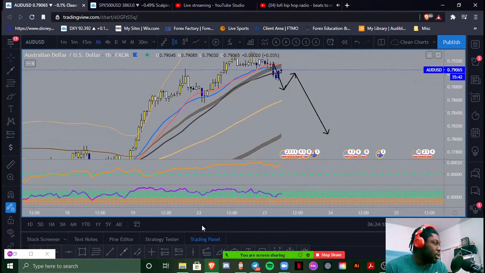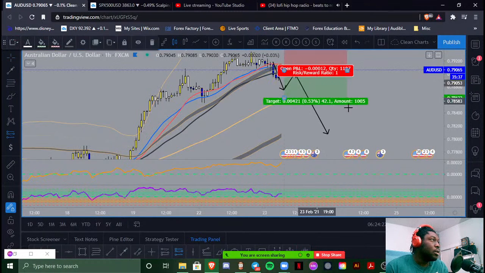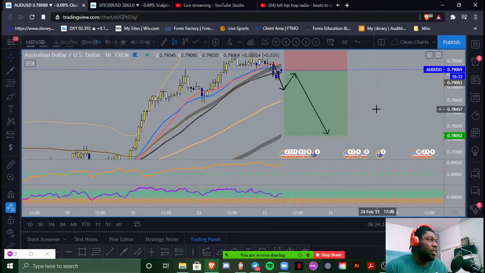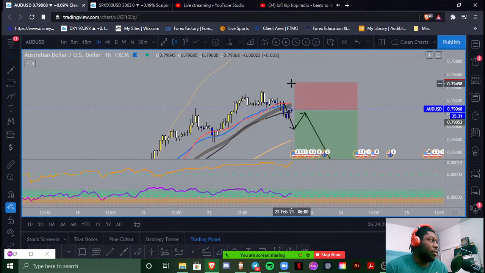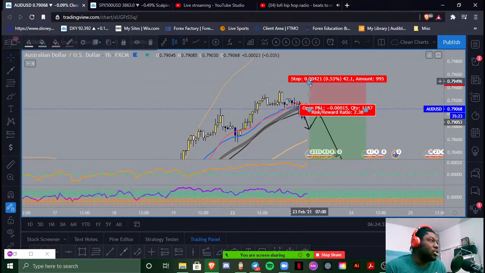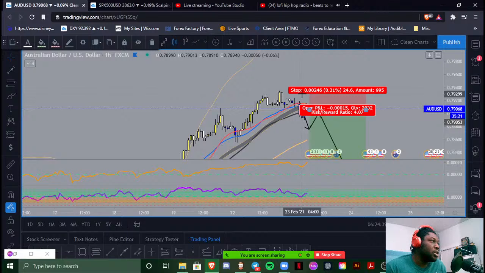So if you want to be a little early and get in on this sell, which I probably am going to do, to be quite honest with you, then by all means. And then I'm going to put my stop loss above the highs. Or if you want a lower stop loss, you could put it right here, at 20 pips.